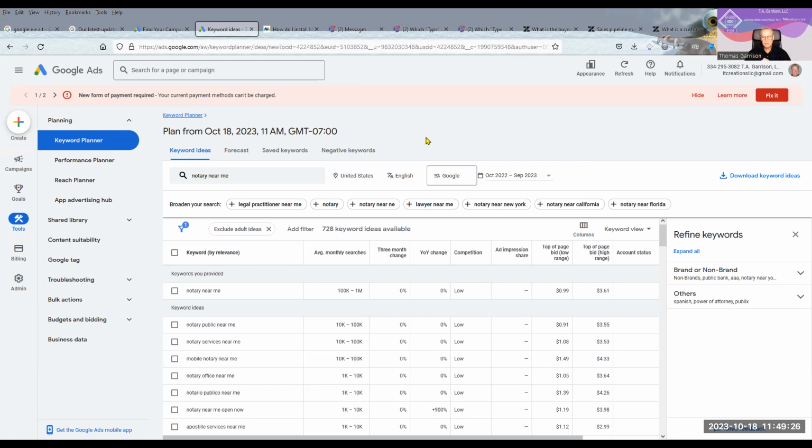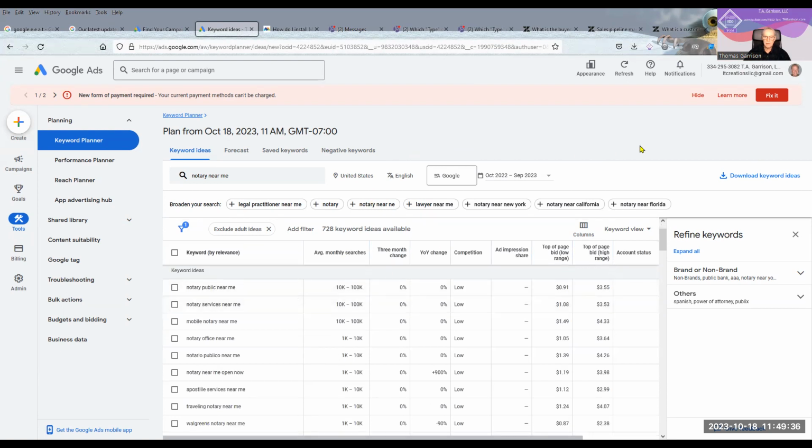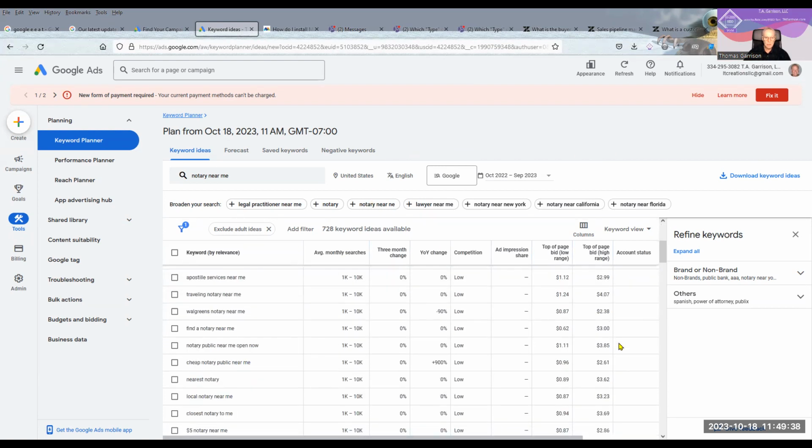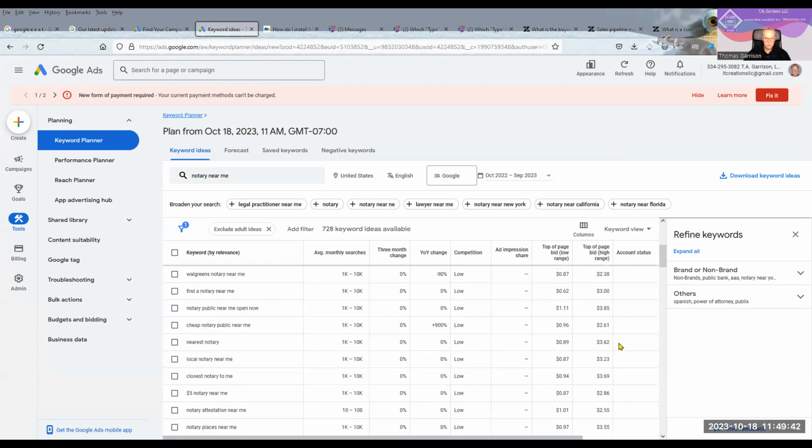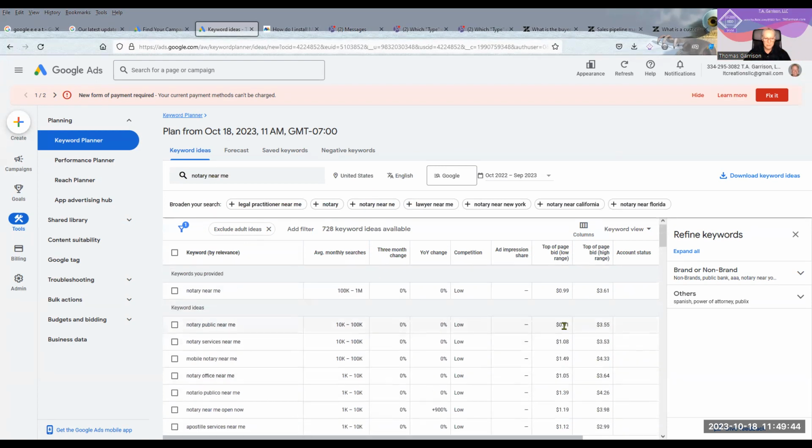Hasn't changed in the last 3 months or the last year. Competition's low, 99 cents or $3.61 per click in the ads. So you get a tremendous amount of information. And as you scroll down the page, you get all these other related terms. So you decide as the site owner which one is the most relevant to the page I am creating.